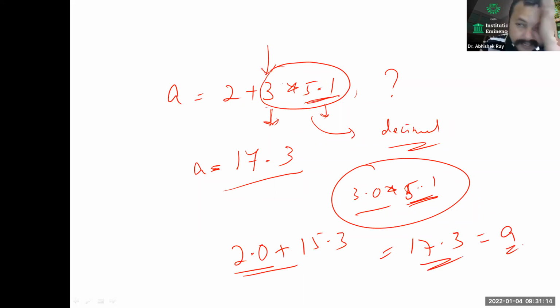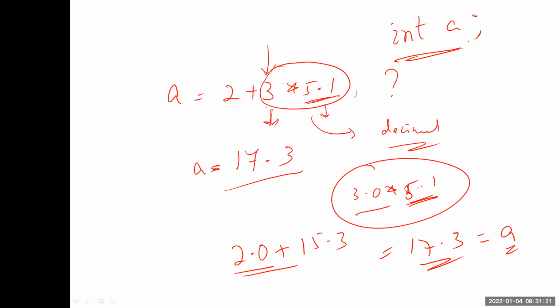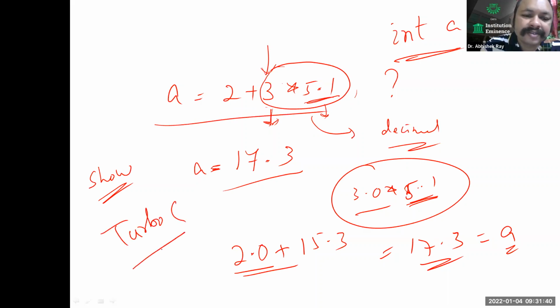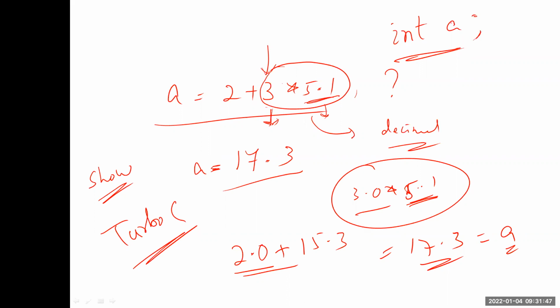Now let's say, for example, we have declared int A. Now what will happen? 17. In the recent compilers, in the online compilers, it is by default converting into 17, but in original, it should show you an error. Now, if you compile this expression in a Turbo C compiler, the oldest one, it will show you an error. Now, what is the error?